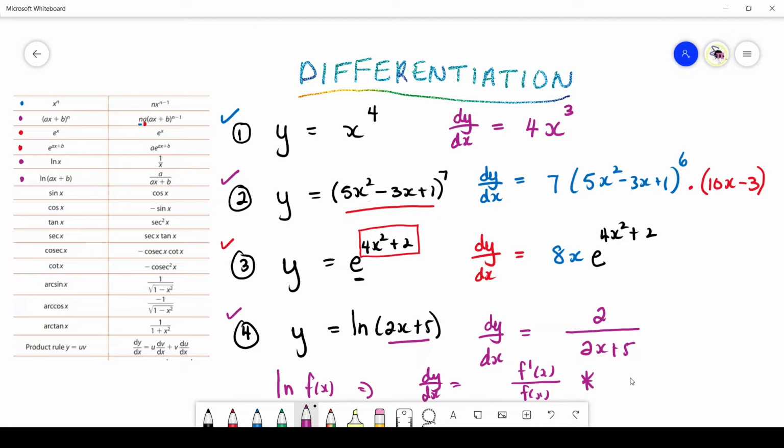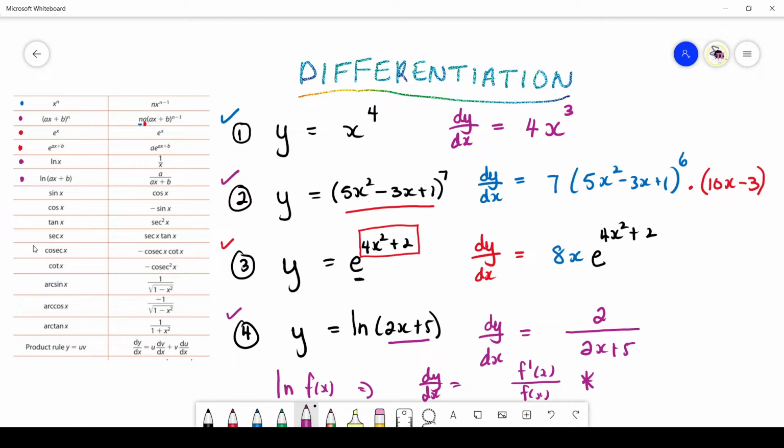Those are some key tips to remember when it comes to differentiating algebraic functions that have multiple terms, exponential functions, and ln functions. So I hope that refresher was sufficient for you guys to get back on track when it comes to moving ahead into more difficult types of differentiation.